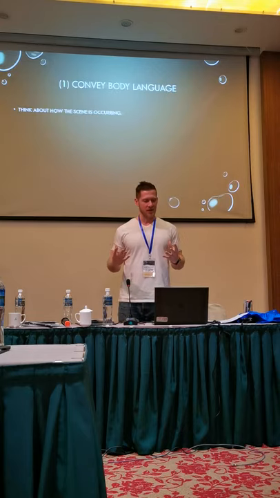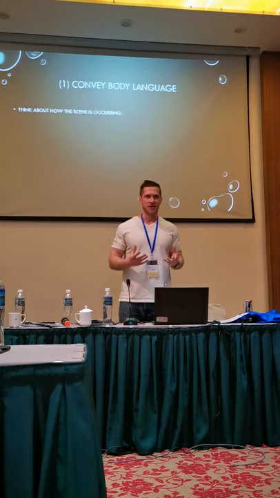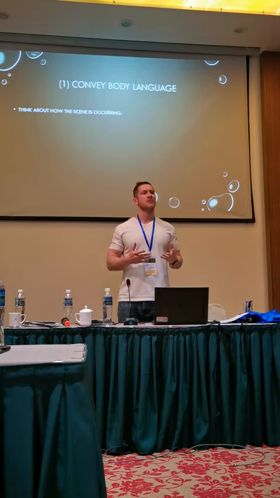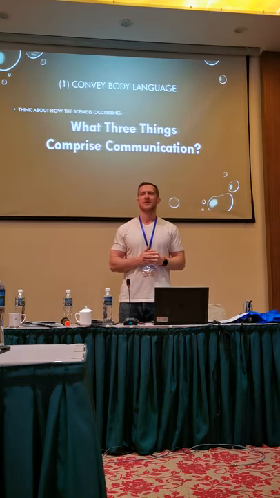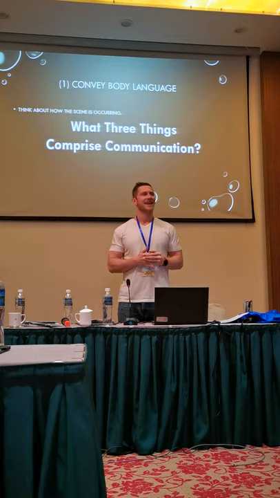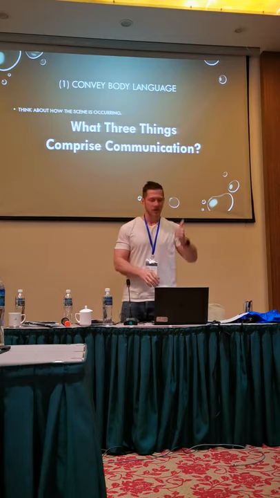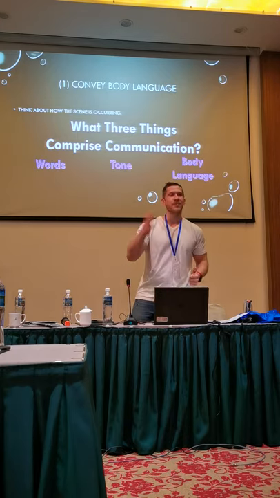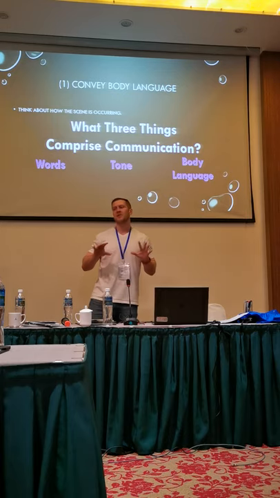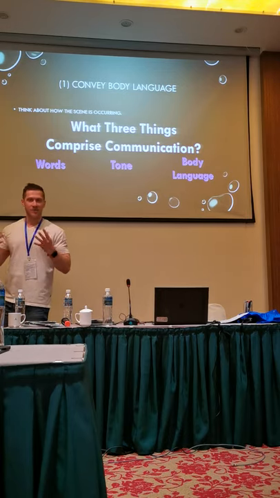Okay, so when we think about body language, we think about how the scene is occurring. When we have a conversation with someone, what are the things we need for communication? What three things comprise communication? Eye gaze. Okay, what other things? Intonation. Well, we need words, okay? We need words, intonation, we need tone. And we need body language. These are the three things that comprise communication.